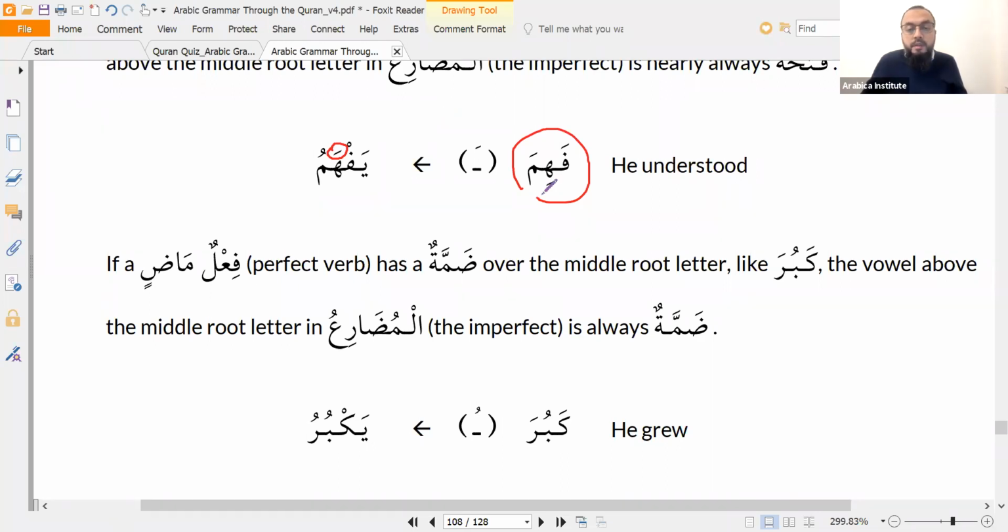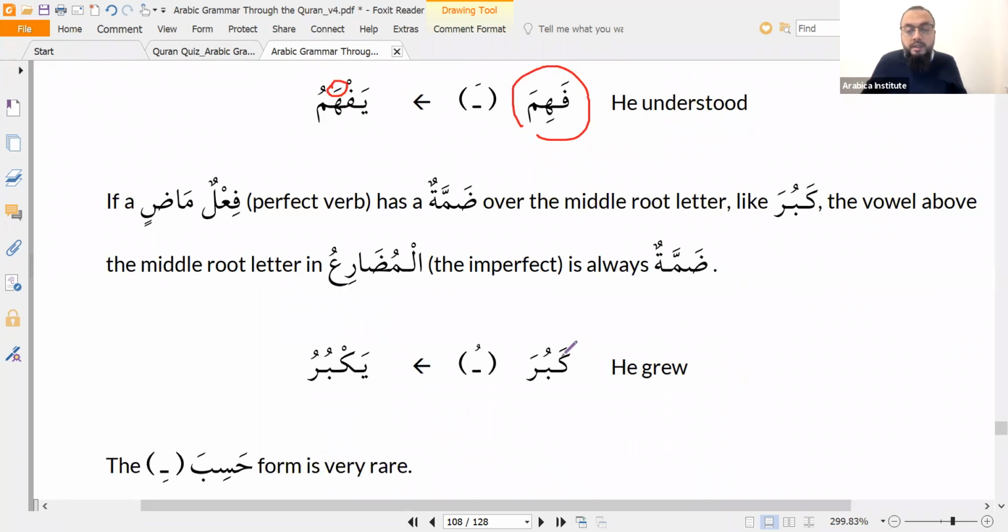Okay. And then you also have fatha, dhamma, fatha. Whenever you have that, it's always dhamma in the middle. So kabura, yakburu. He grew, he is growing. So if I said to you, kabira, what would you do for the imperfect? Yakbaru. Good. So kabura, yakburu.